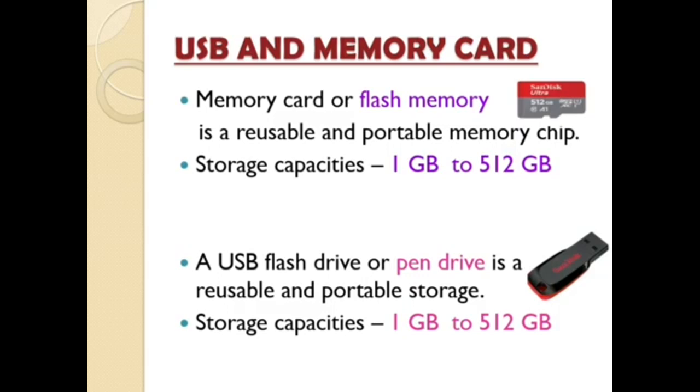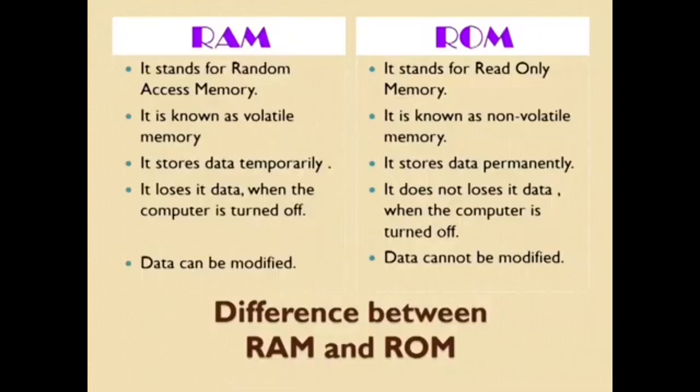Okay, did you understand? So let's go to the next one, the difference between RAM and ROM. Already I said there are two types of memory. One is primary memory, the other one is secondary memory. The primary memory is divided into two categories. One is RAM and another one is ROM. So here we have to see the difference between RAM and ROM.